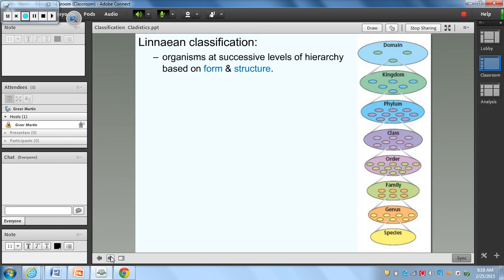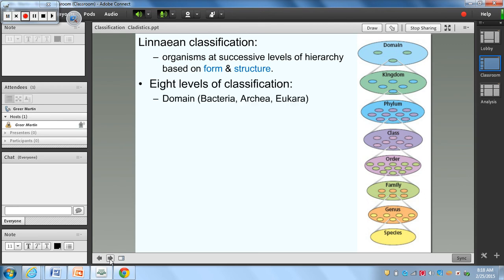So here is the classification system that he came up with. Over here you see domain, kingdom, phylum, class, order, family, genus, species, and that's what you should be writing down in your notes. So the 8 levels of classification, which we just talked about last slide. The first one, the broadest one, is domain, and there are 3 domains, again, bacteria, archaea, and the eukarya. Then you have your 6 kingdoms.